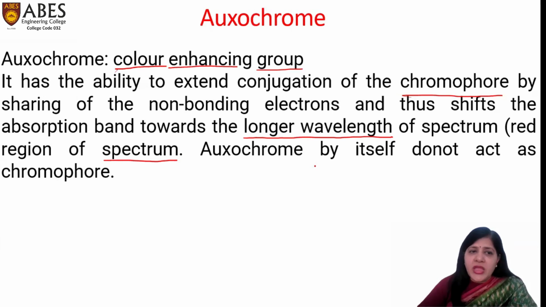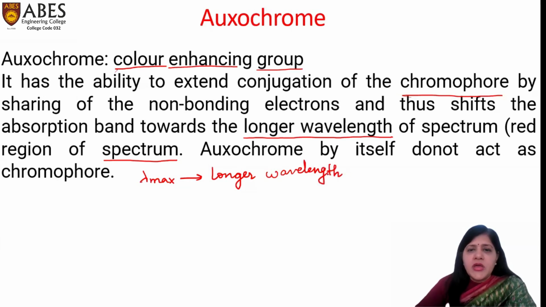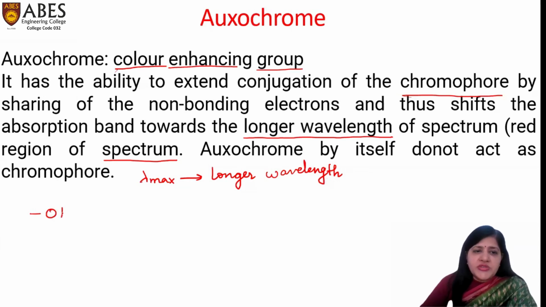Auxochromes by themselves do not act as chromophores, but they help the chromophore to enhance its lambda max or absorption maxima towards the longer wavelength, or towards the red region of the spectrum. Groups like OH, NH, and SH are examples of auxochromes.